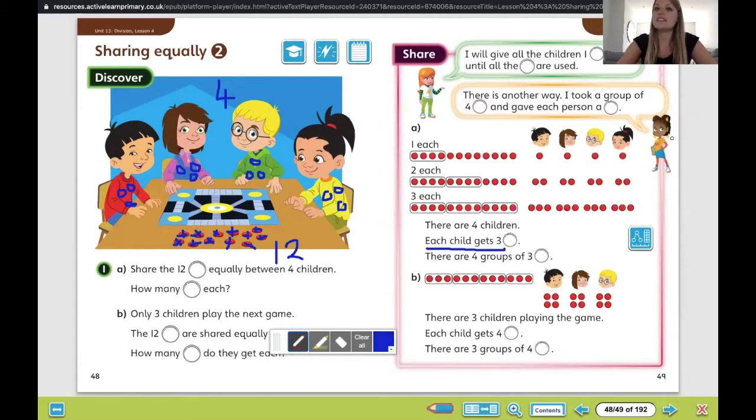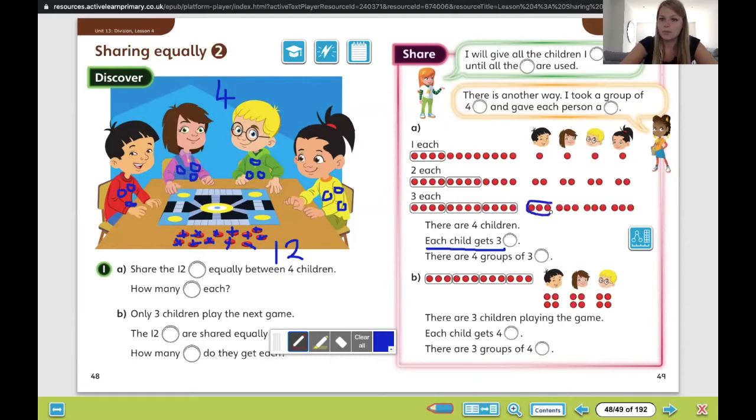Now this little girl has a different way. She decided that she was going to take a group of 4 counters and give each person a counter. So there are 4 children. So she's put them in groups of 4. So here's 1 group of 4. She's given them 1 each. Here's 2 groups of 4. She's given them 2 each. And here are 3 groups of 4. So she's given them 3 each. So we know that each child gets 3 because there are 4 groups of 3.